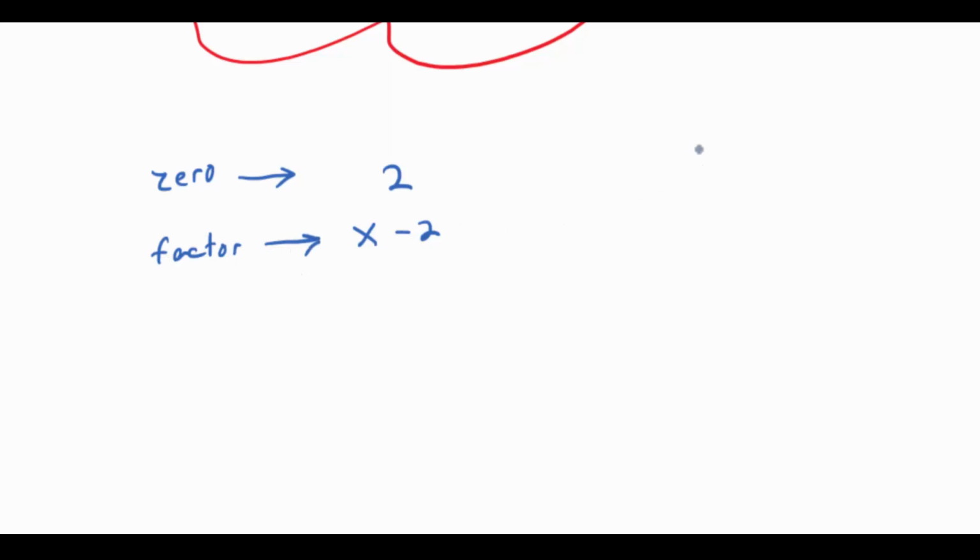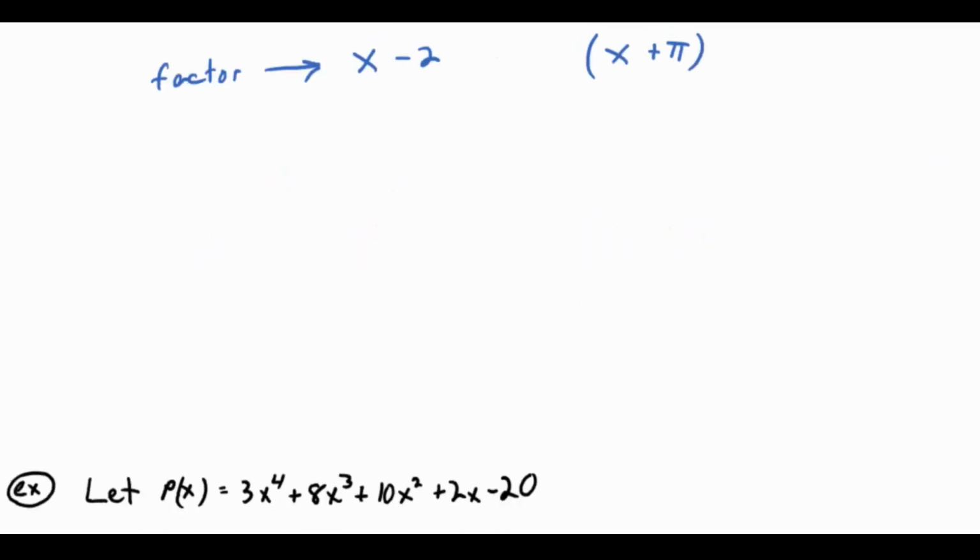Give me a negative factor. How about negative pi? Negative pi. What's the associated factor? x minus negative pi, which is really x plus pi. That's the factor theorem. Does that make sense? All right. So no big whoop, right?